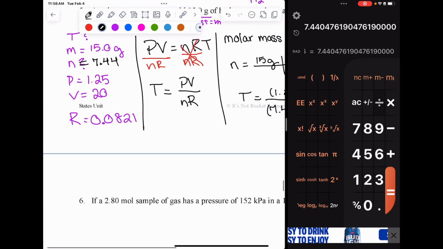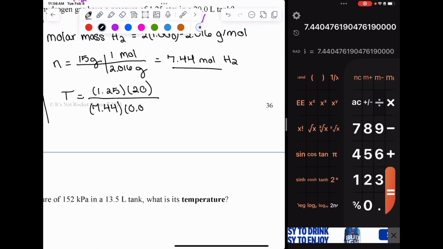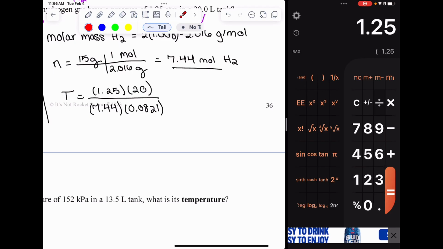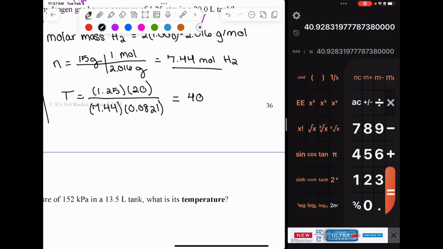times our rate, 0.0821. So plugging all of this in our calculator here, we're going to get 1.25 times 20. Divide that by the bottom, 7.44 times 0.0821. And that gives us a total of 40.9. And since this is temperature, this is Kelvin.